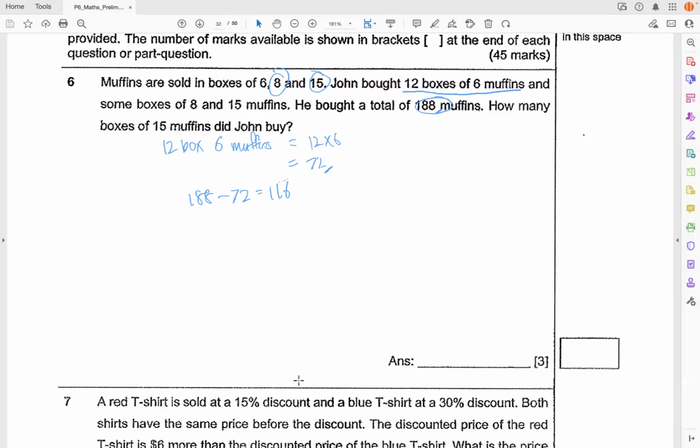the question that is asked is, how many boxes of 15 did John buy? This is not really a supposition question because we do not know how many boxes are left, right? If we know the number of boxes left for boxes of 8 and 15, we can do the supposition method. But in this case, we can't. So we do the guess and check method. Okay.